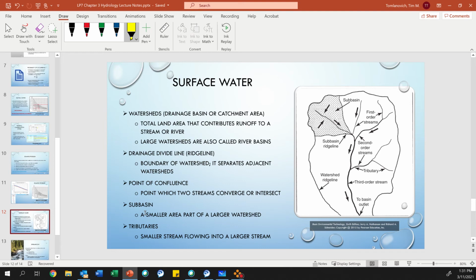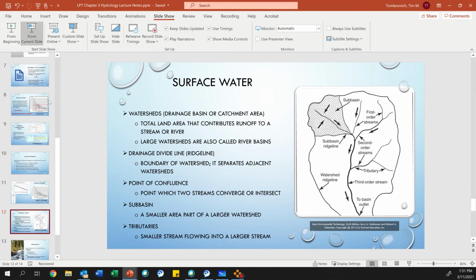Subbasin, a smaller part of a larger watershed, and then tributary, a smaller stream flowing into a larger stream. Okay, so if we look at this diagram on the right side, which is out of your book, it's showing a watershed. So we have a subbasin, and if you look here, we have this river here. So if we have this tributary right here, okay?